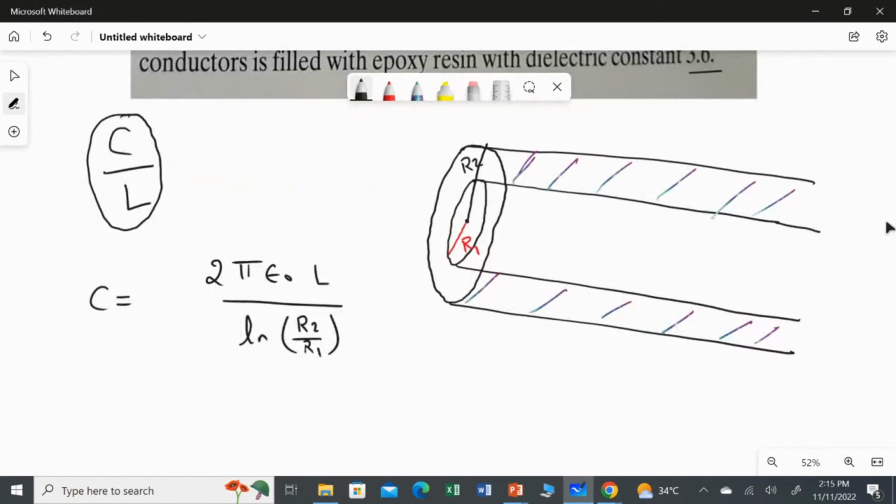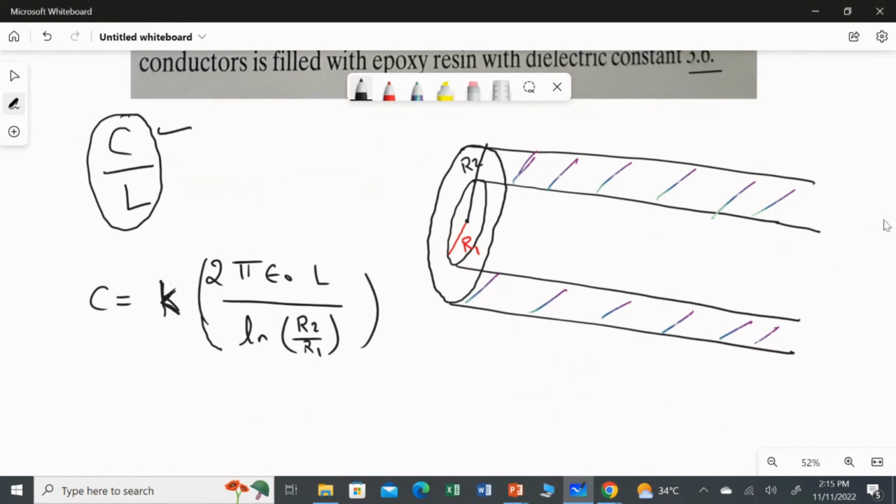But the most important thing, we already studied in the theory, am I right? If you have the dielectric materials, you have to multiply with K. Clear? So here the formula for the cylindrical capacitor is 2 pi epsilon naught L over natural log of R2 over R1. But here we have the dielectric constant, so we have to multiply with this K in front of this equation. Clear?